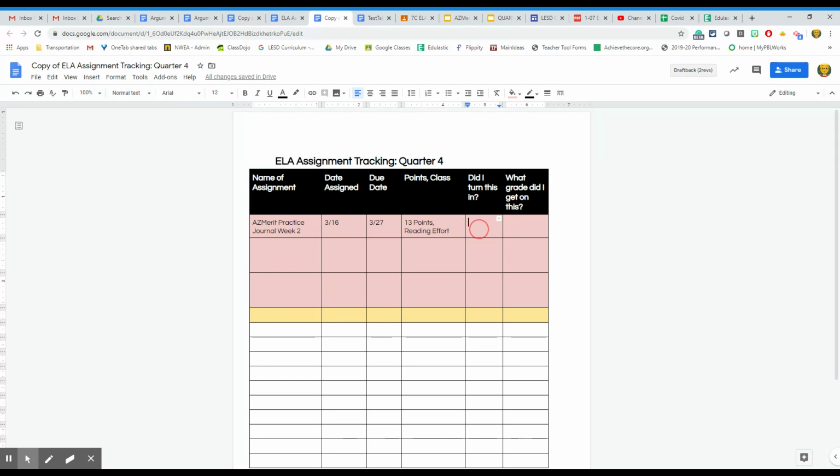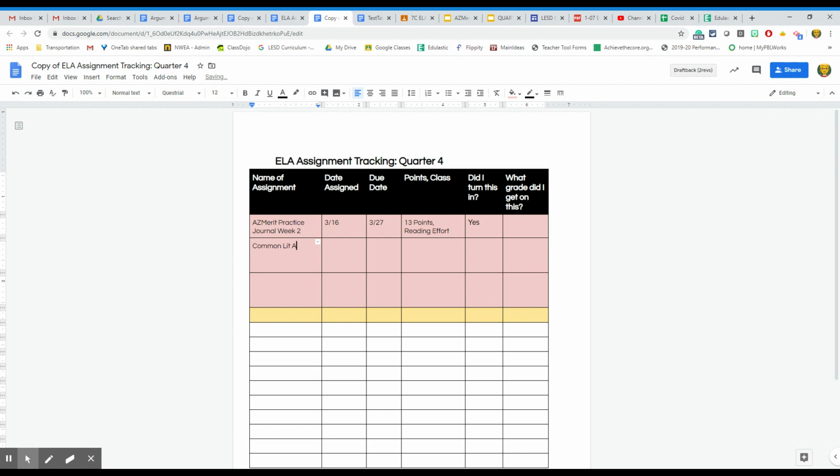So it's 13 points, 1 point for each page with questions, and that is for the reading effort grade. And then this part, did I turn this in? Well, hopefully by today you will be turning this in. You can put an X or a yes, and then you won't get your grade back until I get done grading them this weekend.